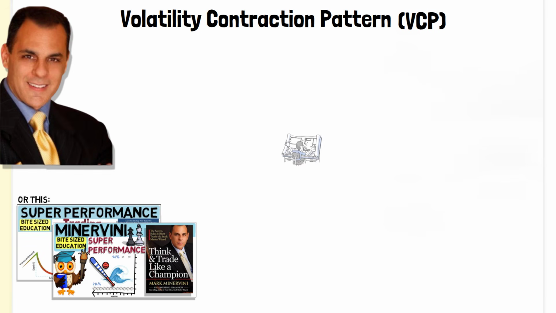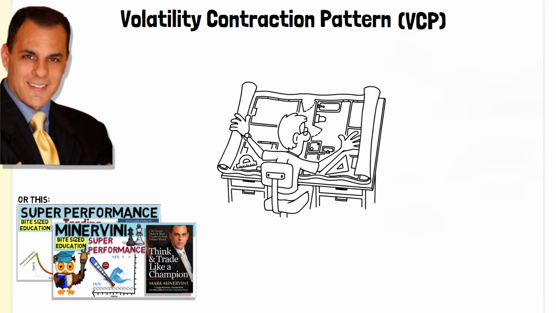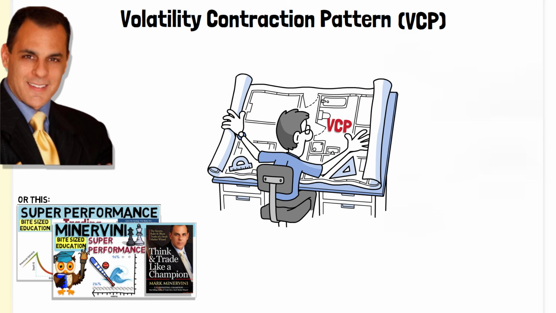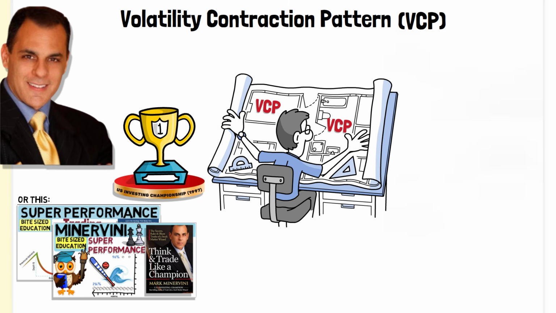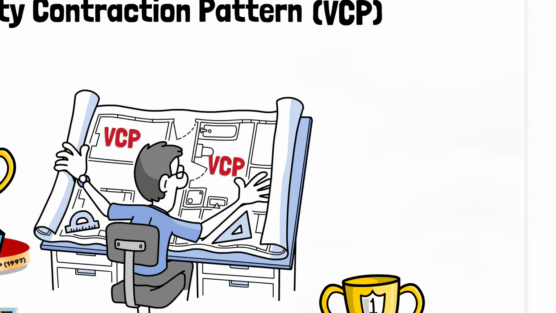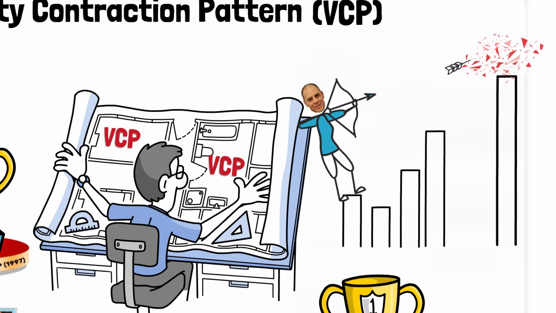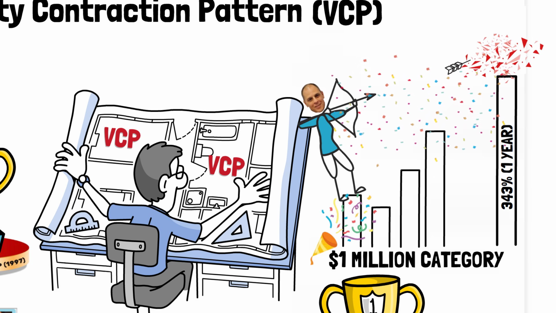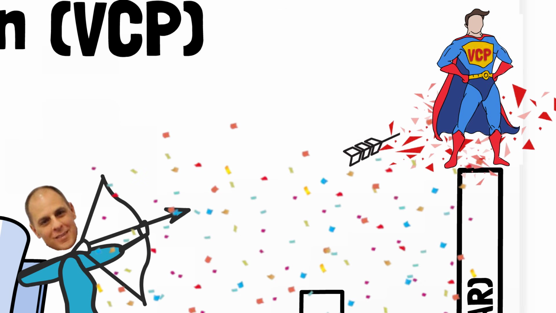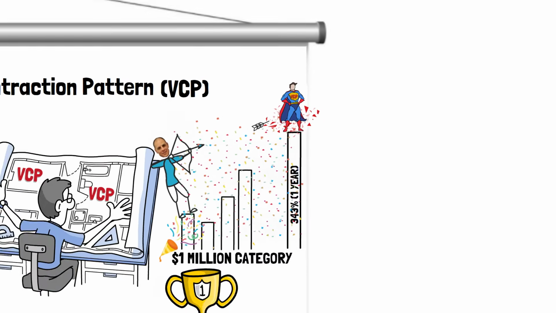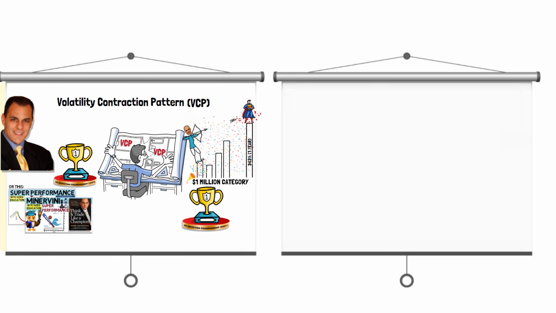Mark emphasized that the pattern has been at the forefront of his trading strategy, and this helped him win the US Investing Championship once in 1997 and again in 2021, when he broke all records in the $1 million capital category with a 343% gain in a single year. But how did this pattern rise to prominence, and why is it so powerful in identifying high-potential stocks? Let's dive in.